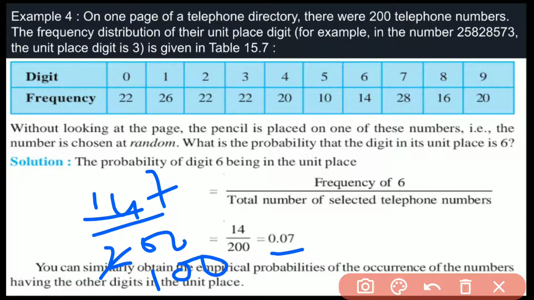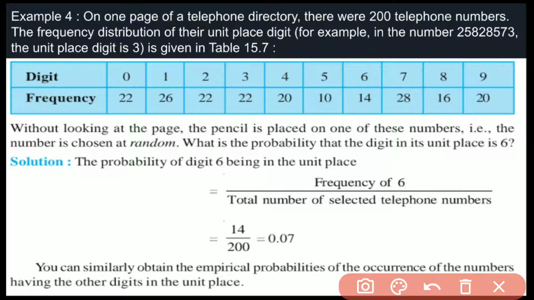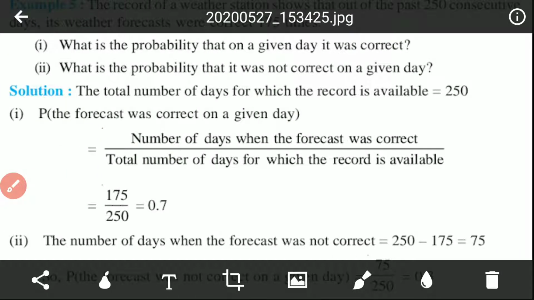Similarly, you can calculate the empirical probability of the occurrence of a number having any other digit at the unit place. In the same way we considered the first telephone number ending with 6 at the unit place. Now let's see another example.